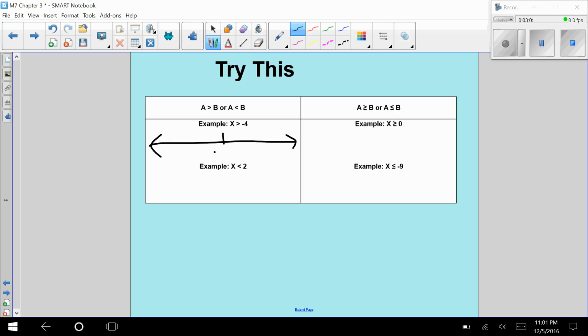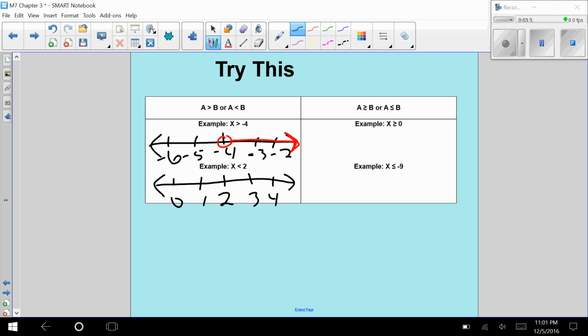For the first one, we'll put -4 in the middle. A reminder that negatives kind of go the opposite direction of positives. So -5 and -6 are on the left of -4. It'll be an open circle, arrow to the right. For the second one, we'll put 2 in the middle. This one will be an open circle again and an arrow to the left.